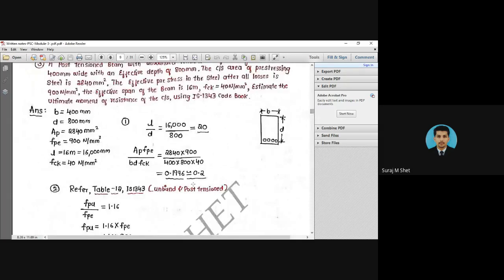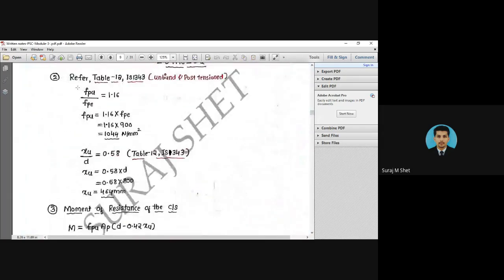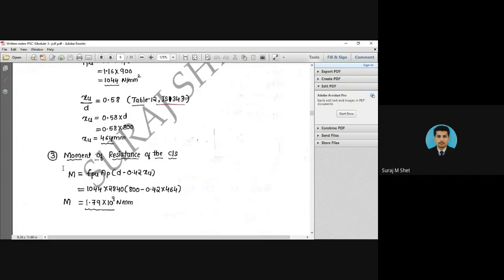Problem number 3. Here, see, this value is 1.16. How to get 1.16? I already showed it in a table. Then cross multiply, you will get FPU is equal to 1044 Newton per mm square. And how to get the XU by D value 0.58, already shown in table number 12. 0.58, cross multiply. So already you know for the rectangular section only one formula is there, the moment resistance formula.